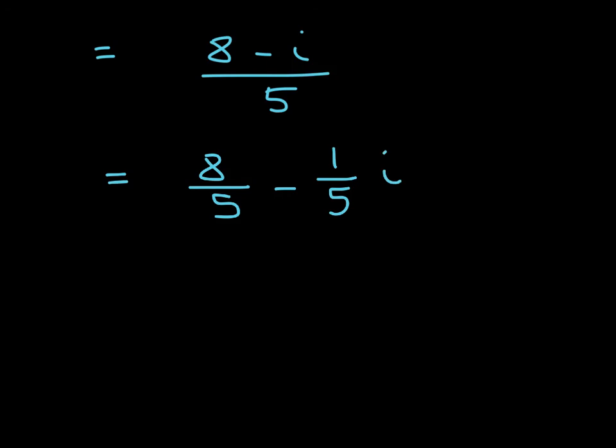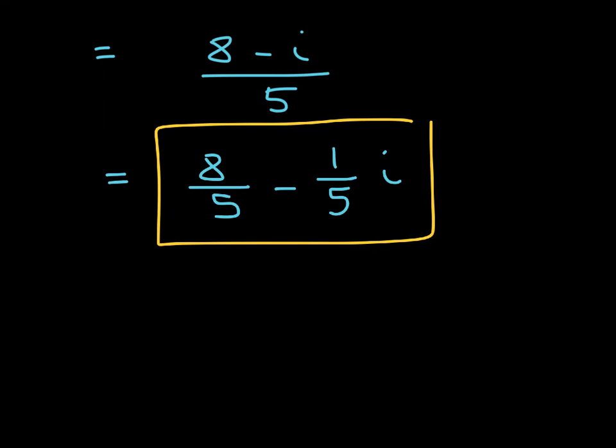Okay? Now, another way you can write this in standard form, if you prefer, is as 8 over 5 minus i over 5. But I like to see what the imaginary part is. The imaginary part is negative 1/5. The real part is 8/5. So I prefer this way here.